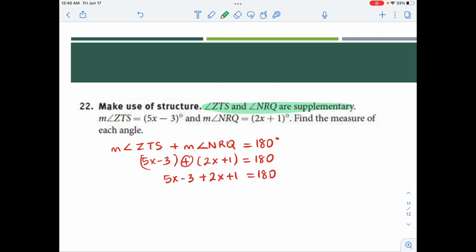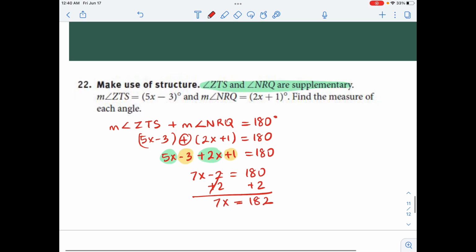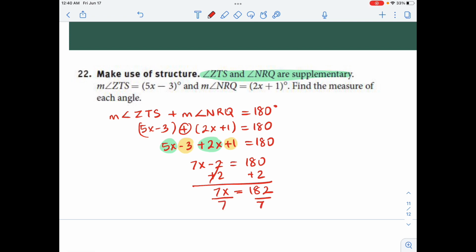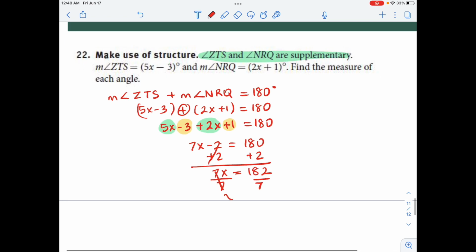Now let's combine like terms. So we're going to solve it like we're solving a multi-step equation. So 5x plus 2x will be 7x. And negative 3 plus positive 1 will be negative 2. Let's add 2 to both sides of the equation to isolate 7x. So from here, 7x will be 182. If we divide both sides of the equation by 7, x will be from here 26.